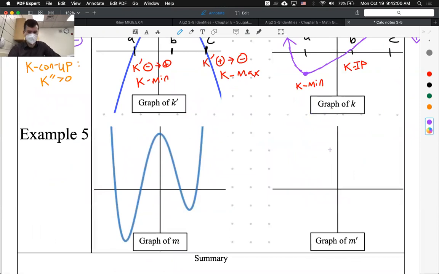Example number 5, we have a graph of m. I'm trying to get to m prime. First, what type of function is this? Like x to what power, I guess? I have 1, 2, 3 bends. So Chris, it's x to the power of 4, yeah. X to the power of 4 is called a quartic. That's what we have here. And here's a good question for Fiona. Is this going to be a positive or a negative quartic? Positive, you're correct. Why?